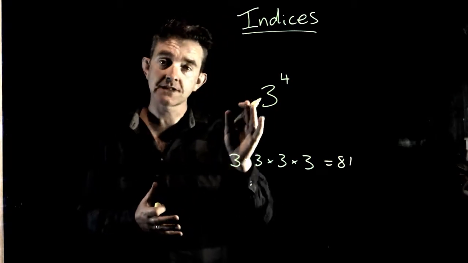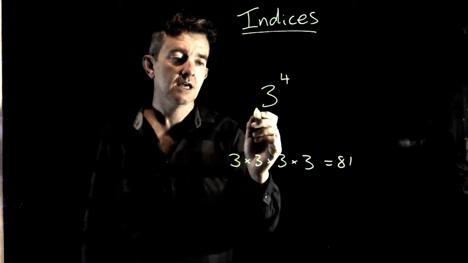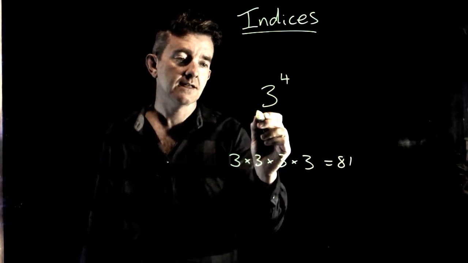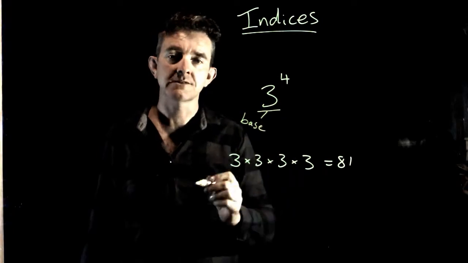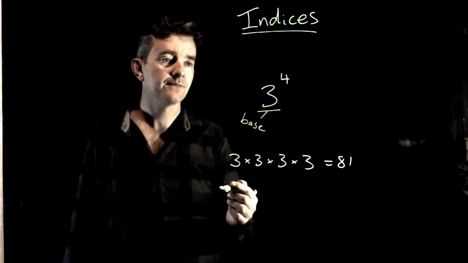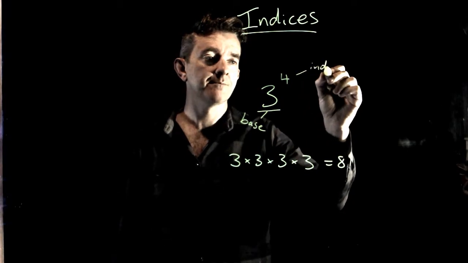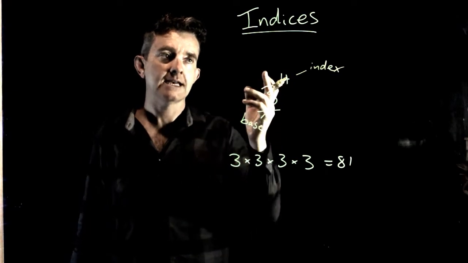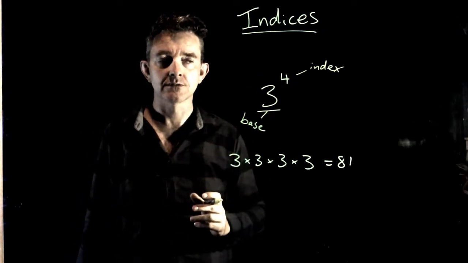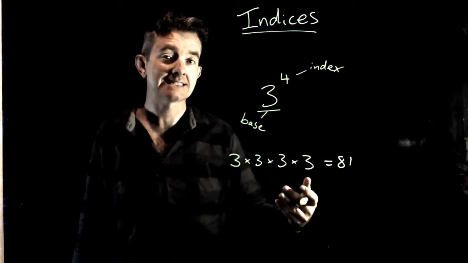Now, we've got names for these two different parts of this little mathematical expression here. We've got this 3 here. That is called the base number. And that makes sense. It's on the bottom, so it's called the base. And this up here is called the index number. Index is the singular, and indices is the plural. So if I'm talking about more than one index, I'm talking about indices.